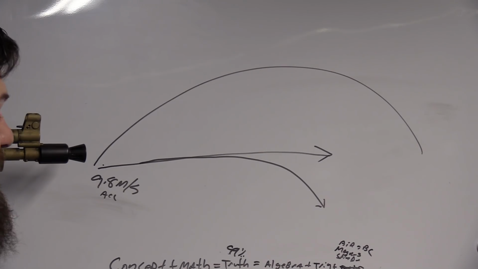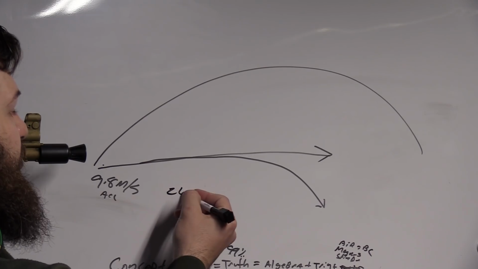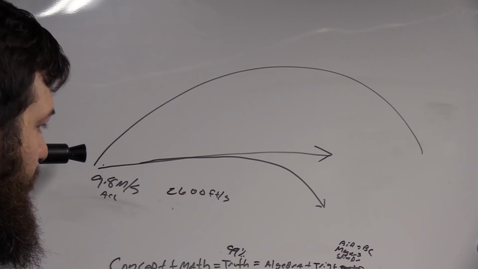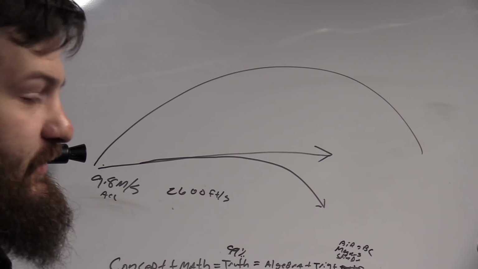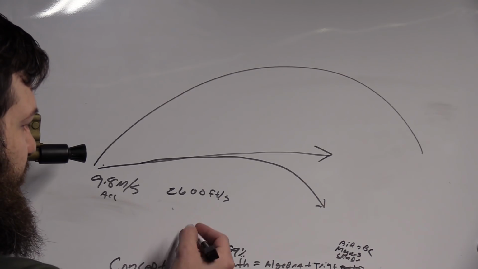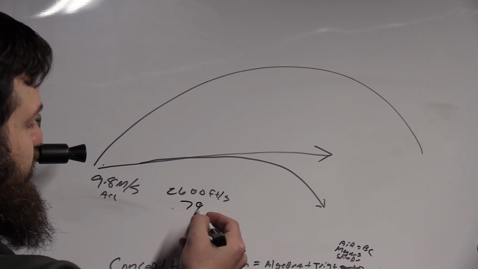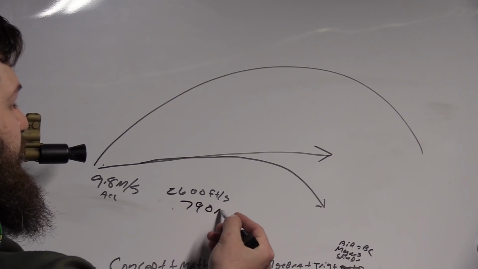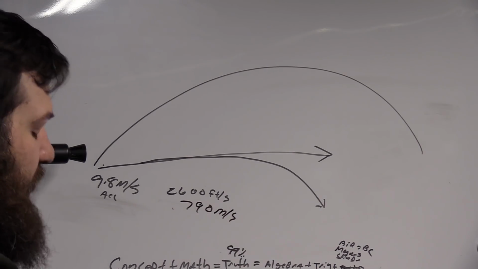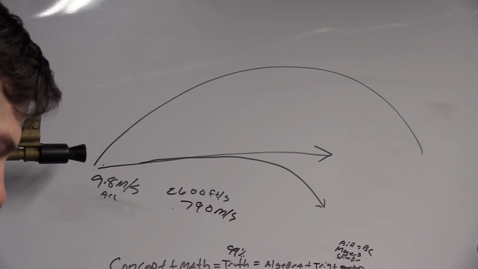So if we're talking about 5.56, for instance, we're talking about something that's going 2,600 feet per second. If we convert this to meters, then this is going to be something like 790 meters per second. You know what? I should look that up on my phone. I should do a calculation really quick.